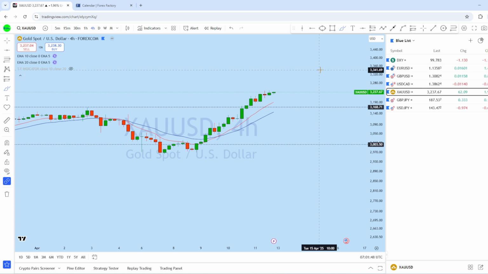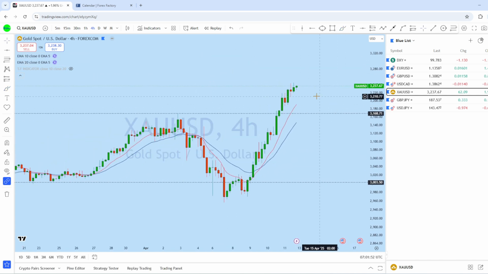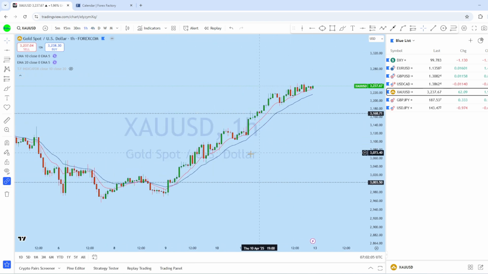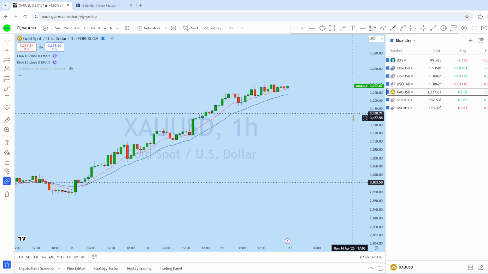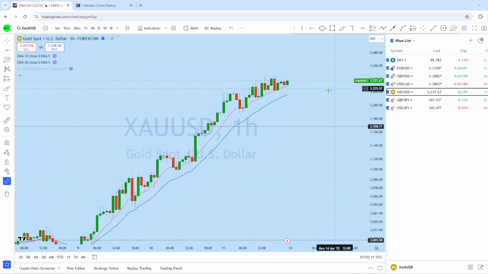Now looking at the 4-hour chart on XAUUSD, we can also see a very strong trend here. The price has separated from the 10 and 20 EMA for quite a while and is still maintaining that bullish market structure. If we look at the 1 hour as well, we can see the price respecting this 10 EMA, and the 20 EMA has not been touched yet.